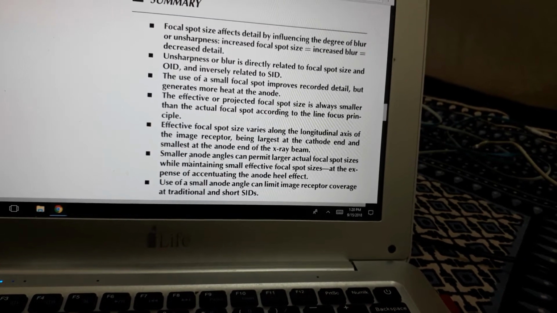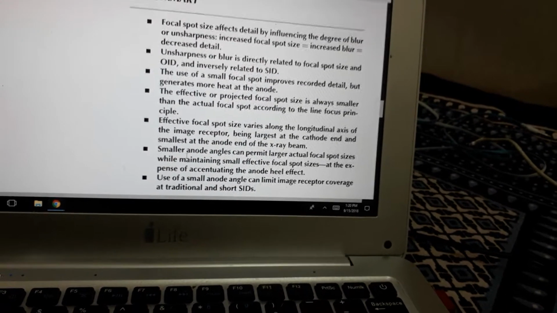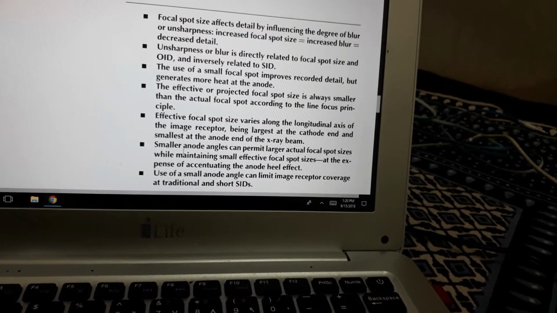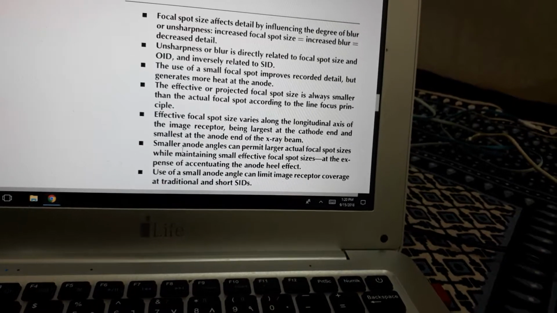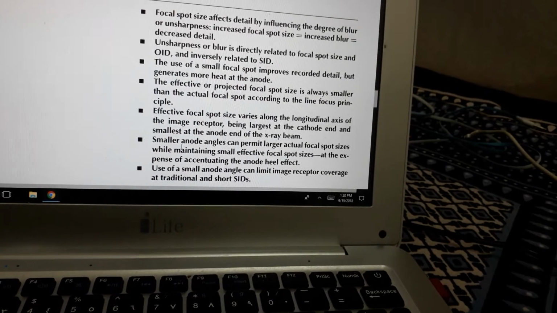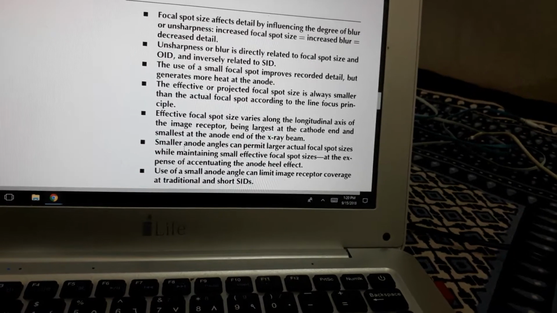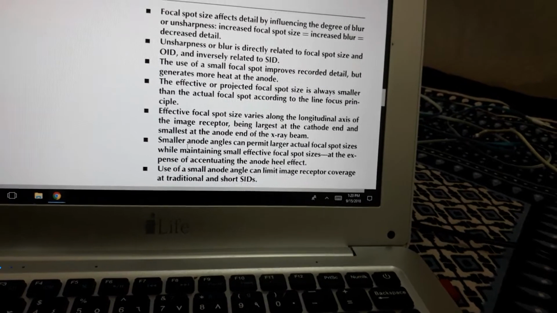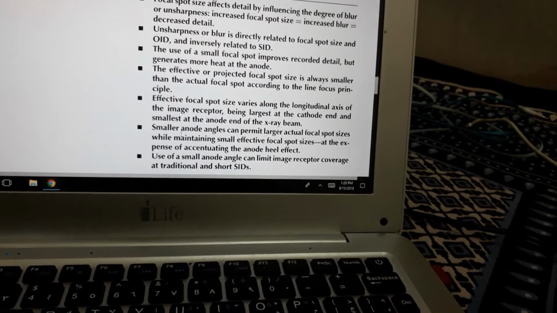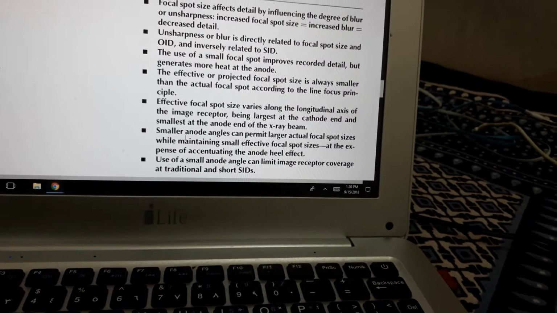A small anode angle permits a larger actual focal spot size while maintaining a small effective focal spot size, at the expense of accentuating the anode heel effect. Use of a small anode angle can limit image receptor coverage at traditional and short SID.